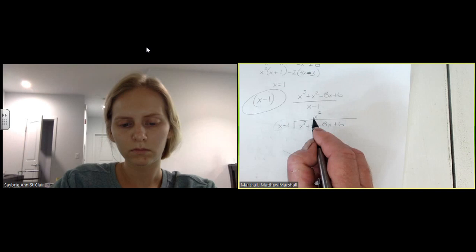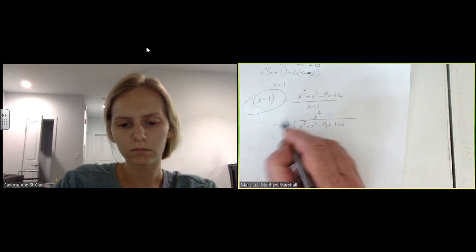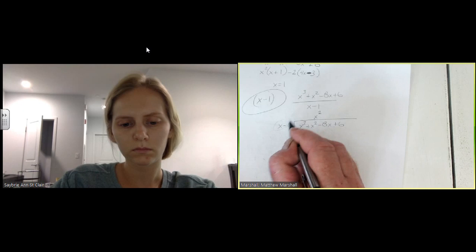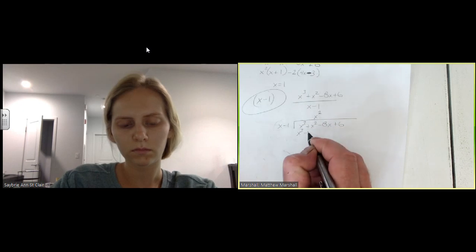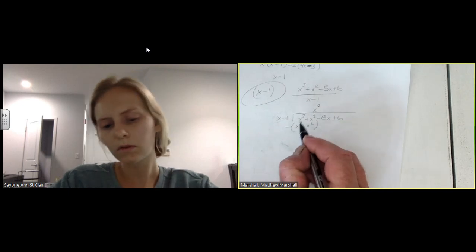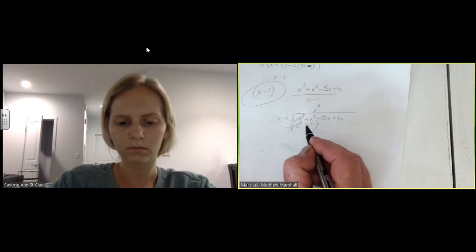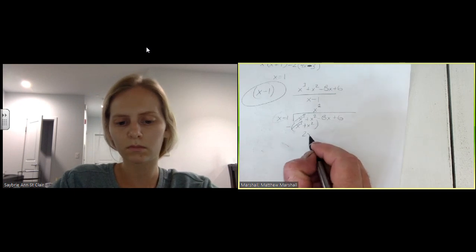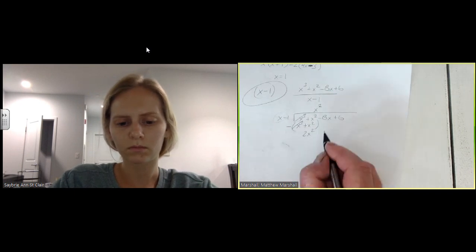And now I distribute this. So this gives me x to the third minus x squared. And long division is always subtracting, so this turns to a minus. This turns that to plus, so I get 2 of these x squareds. Bring down this minus 8x and keep going.